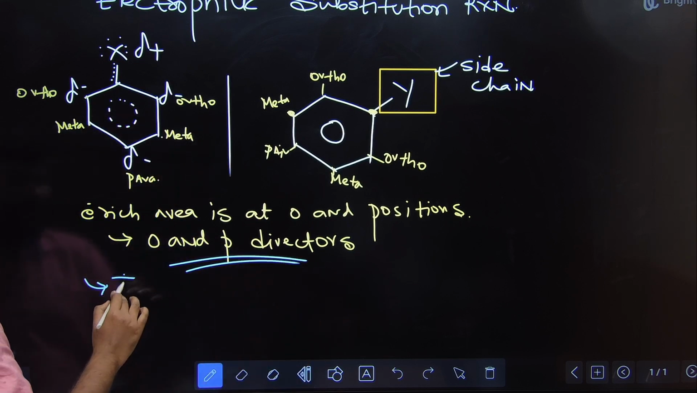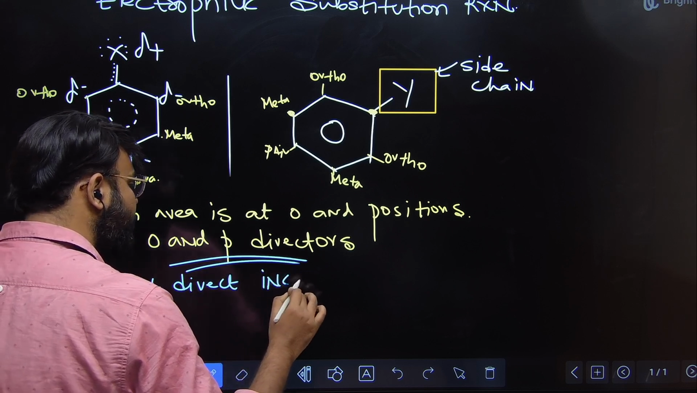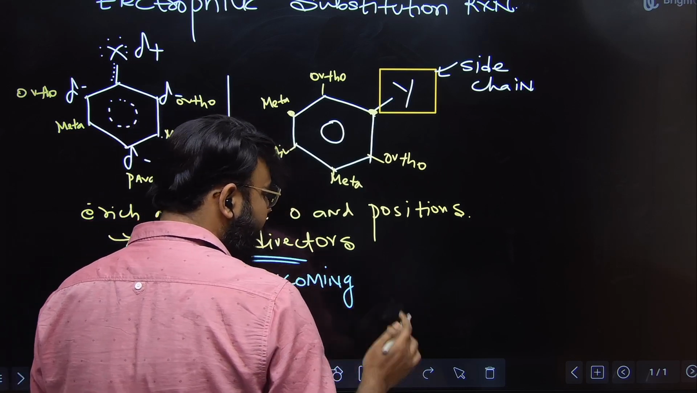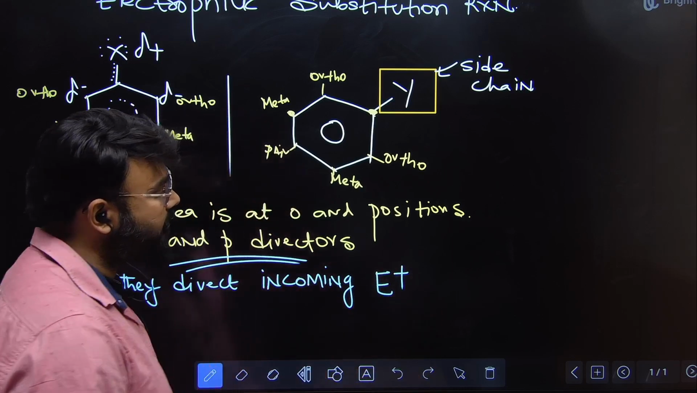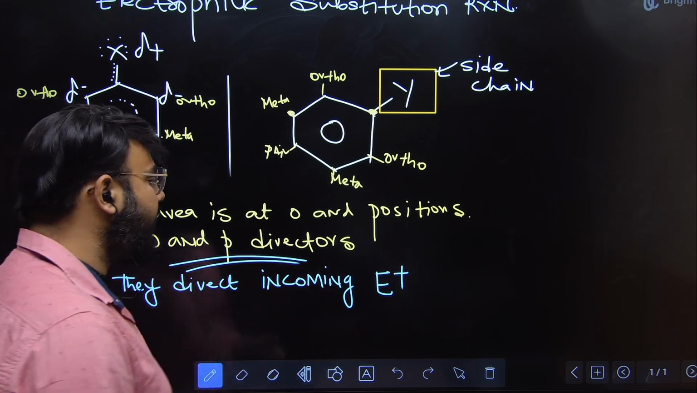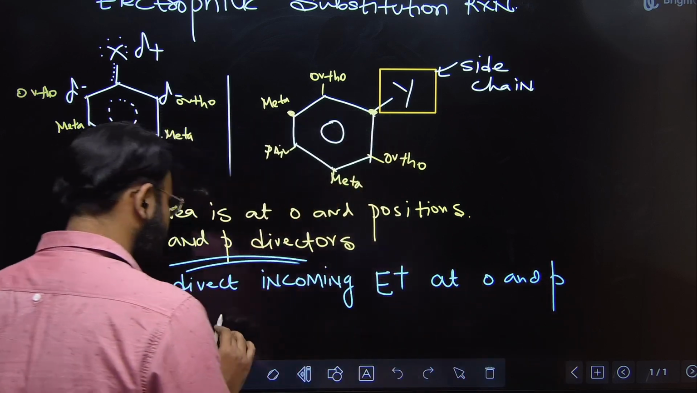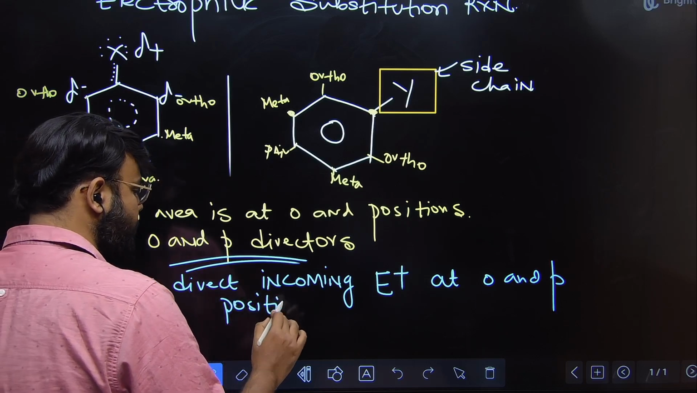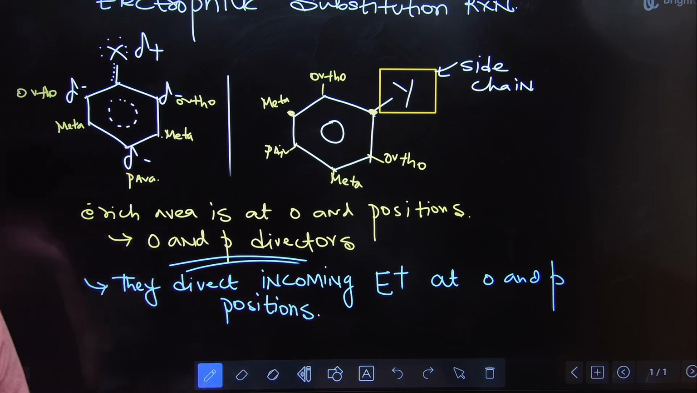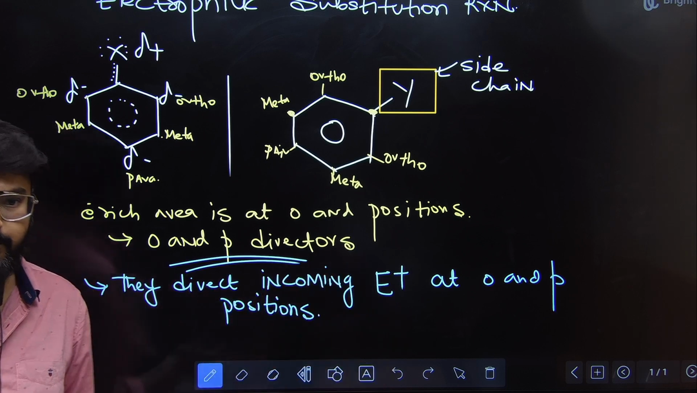It means they direct the incoming electrophile. See, this is how we represent an electrophile, E plus. So they direct the incoming electrophile at ortho and para positions. I hope it is clear. Got it, everyone? They direct the incoming electrophile at ortho and para positions.